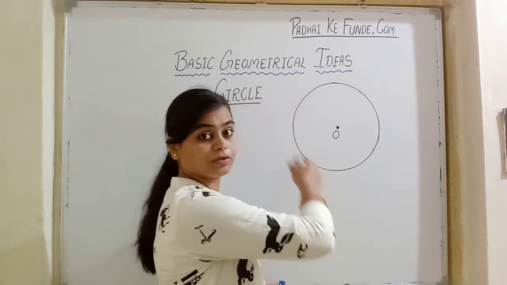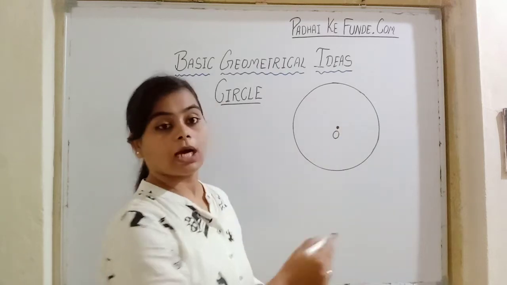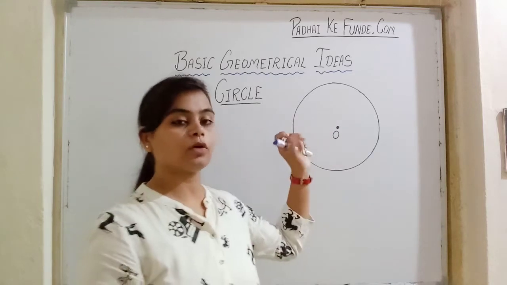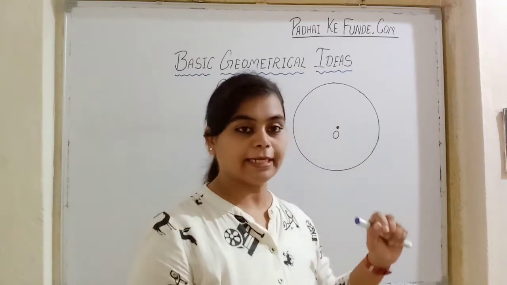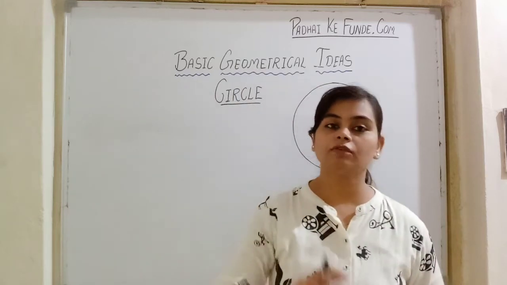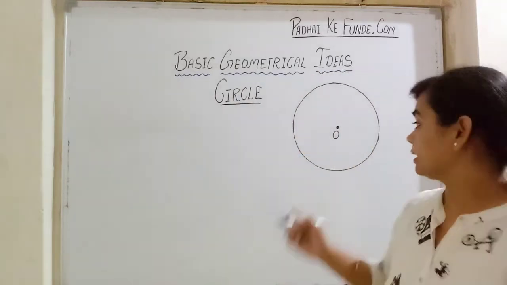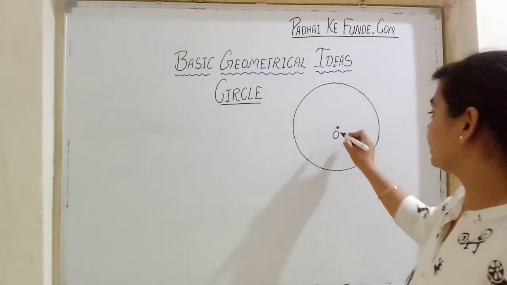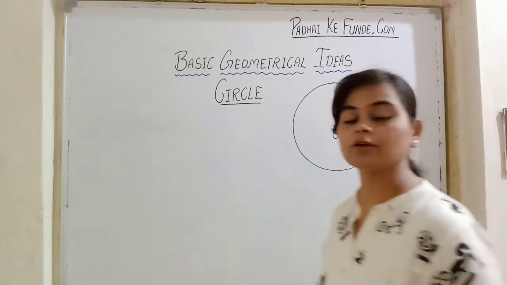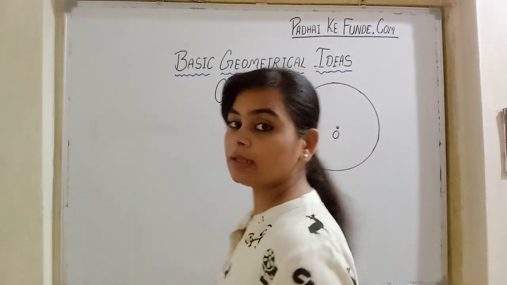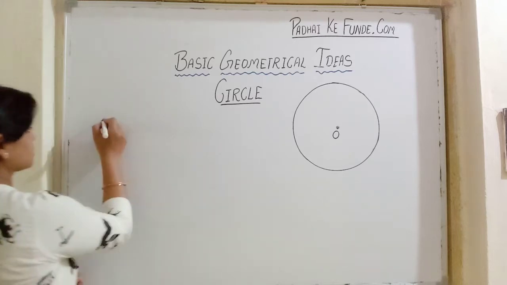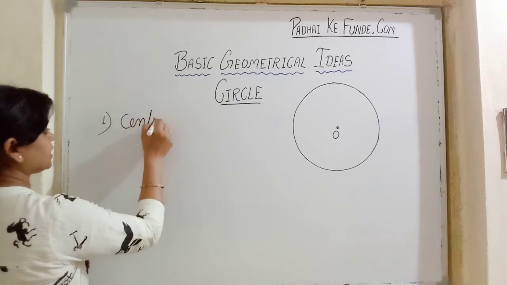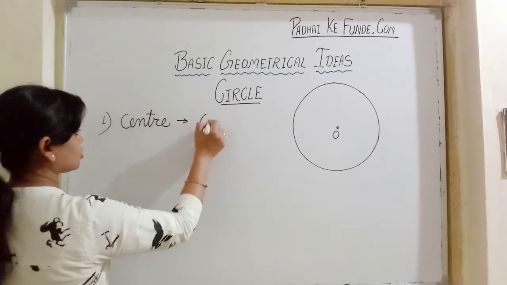The boundary of the circle is around the center. The point which is at the middle of the circle is called its center. To draw the circle we use a rounder. That rounder's pinpoint, where we put it to draw the circle, is called the center of the circle. We label it as O. So that is the first part of the circle, its center, that is O here.